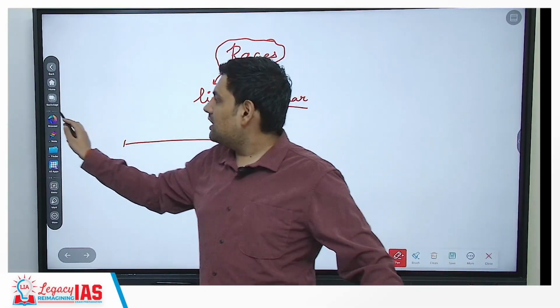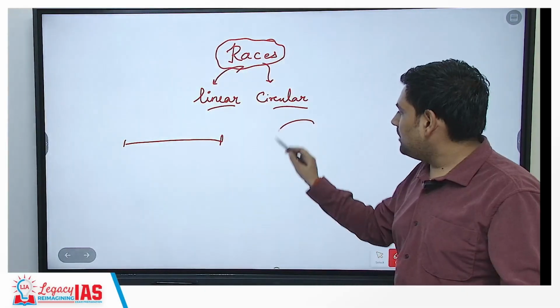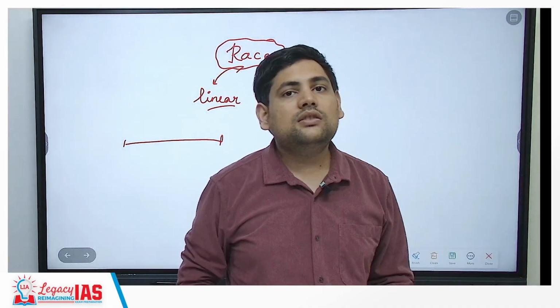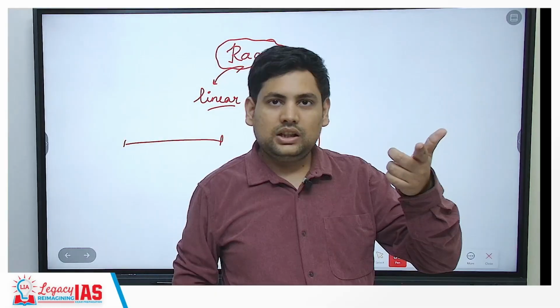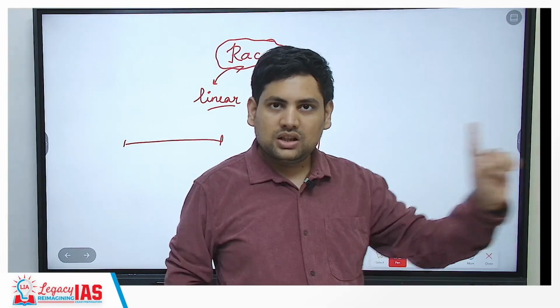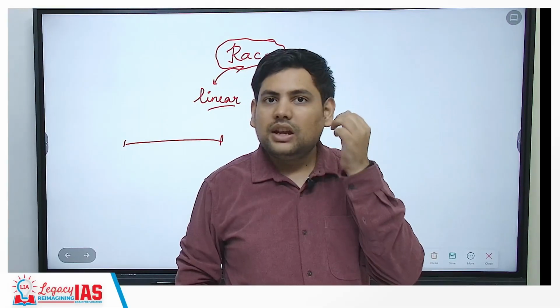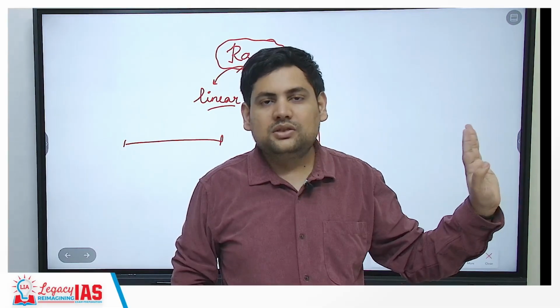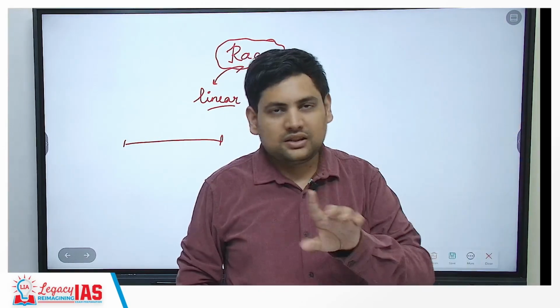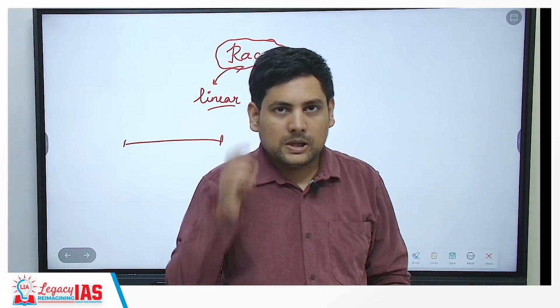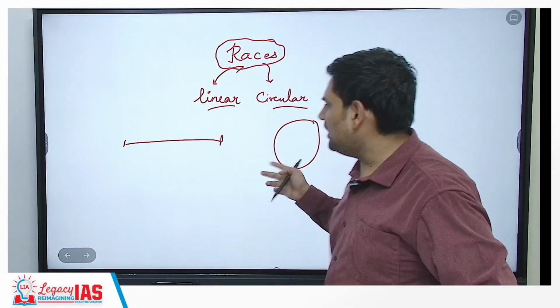Now circular ones are when they are moving in a circle and they are completing laps. This you might have seen in 400 meter relays. You might have seen they go in a circle, correct? So they have to complete rounds. In marathon also, if the outside court is not available, they do it inside the court. They're also moving in circular motion, correct? So this is circular race, this is linear race.